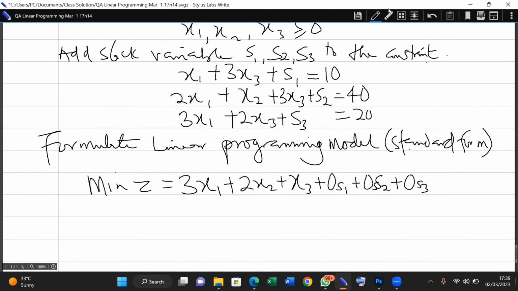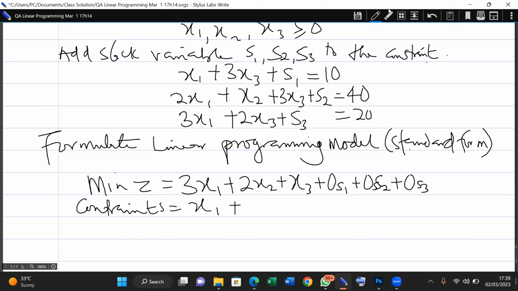Okay? After that, your constraint, just follow that trend straight. Let's write the first one. The first one is x1 plus 3x1, right? I purposely leave a space here, because that one is not complete.